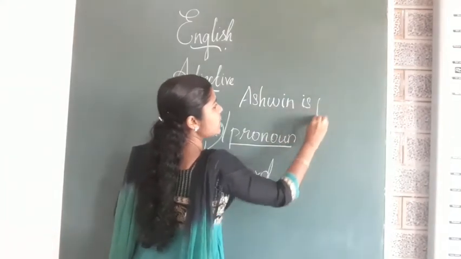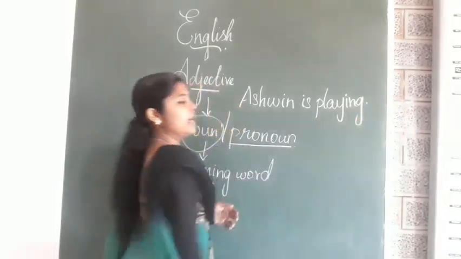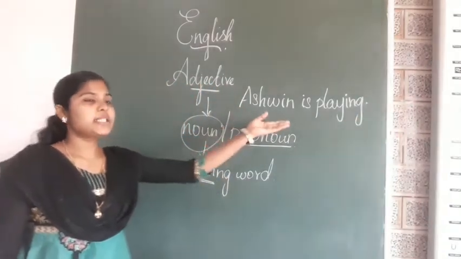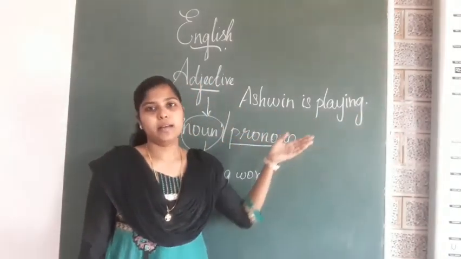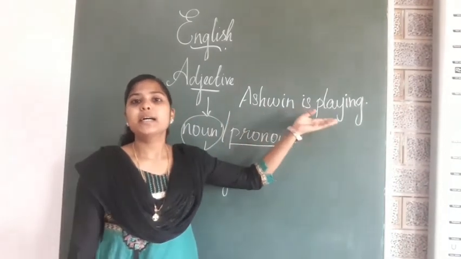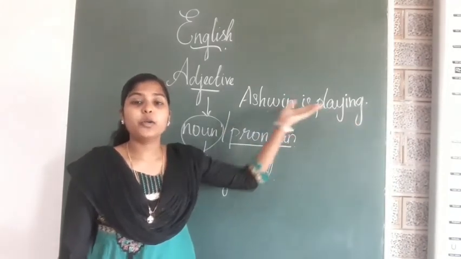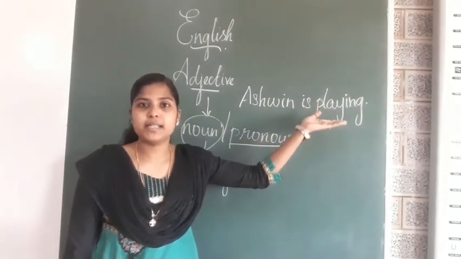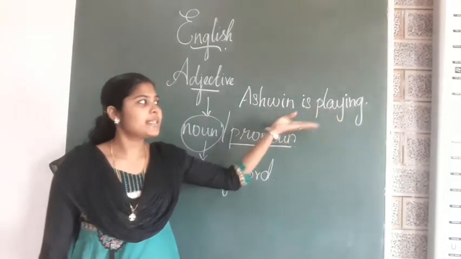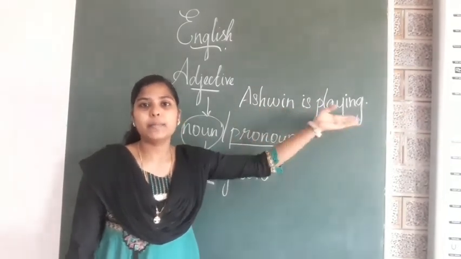Ashwin is playing. Look at this sentence. Ashwin is playing. Read it with me. Ashwin is playing. This is a sentence. Group of words is called a sentence, isn't it? So this is a complete sentence. Ashwin is playing.